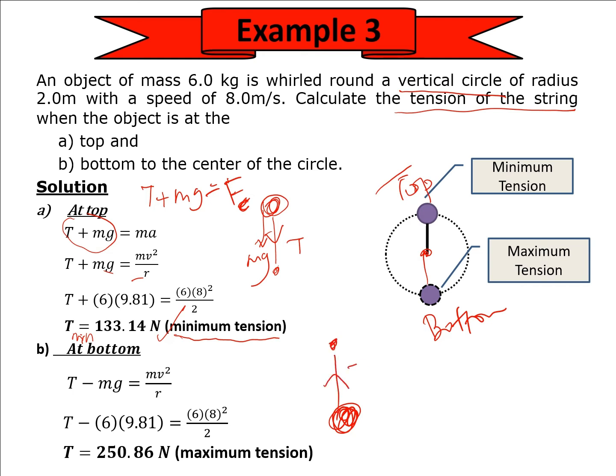Okay, tension menuju circle, tapi ingat gravity ke bawah, sentiasa ke bawah. Alright. Tapi kita tahu FC dia menuju center. So that's why dia jadi T tolak mg equals to FC. Dia tolak dekat bottom dia tolak. Bila kita ada vertical circle macam ni, at the bottom tension is maximum.